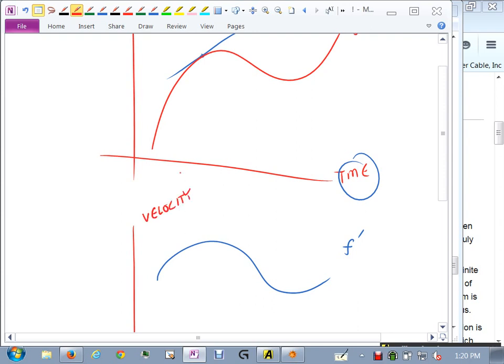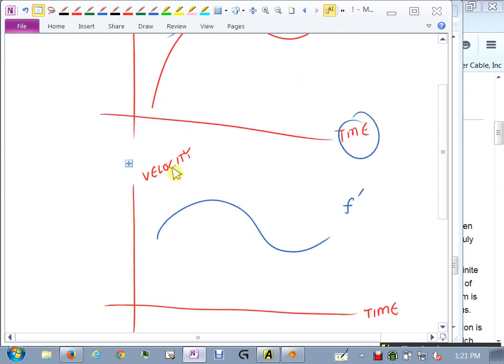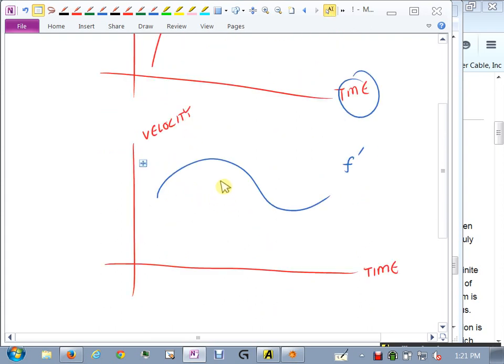Although velocity and speed are different things once you get into physics. They're different quantities. How many of you know that? Speed and velocity are different things, right? Speed is a magnitude of a vector. Velocity has direction and magnitude. But that's beyond this. We're not going there.